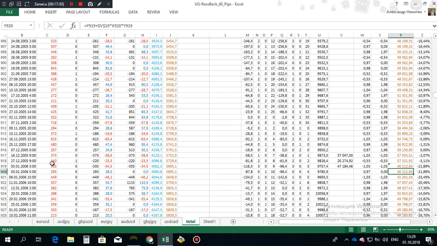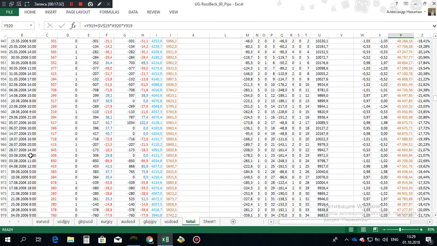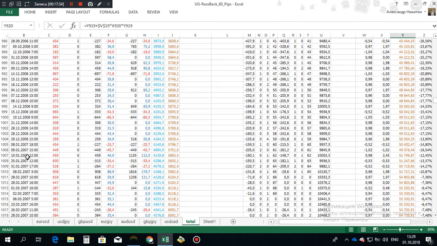Okay, let's go to 2007. After we code that, we will then play with some numbers and we will see how the more we trade, the more we generate, and what is the optimal account to start trading.